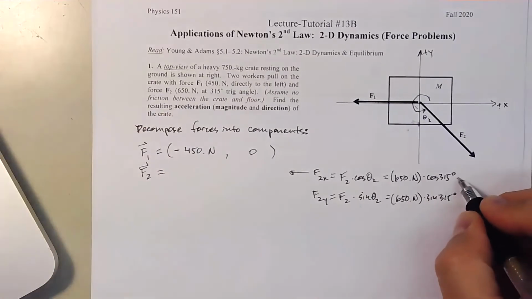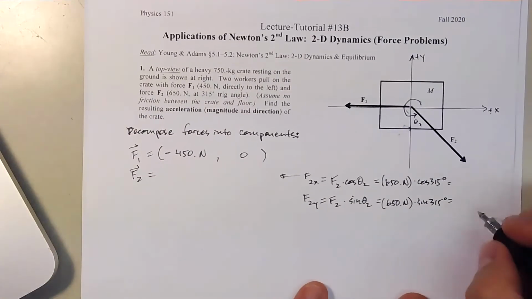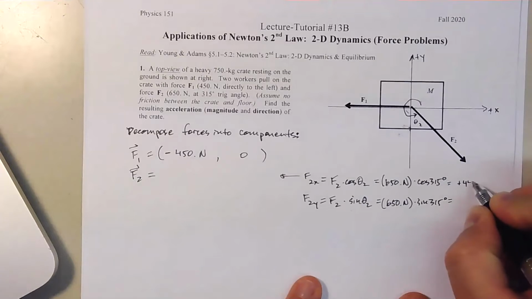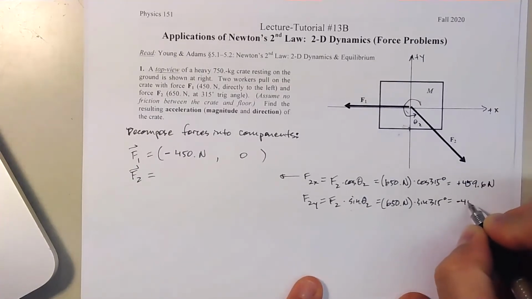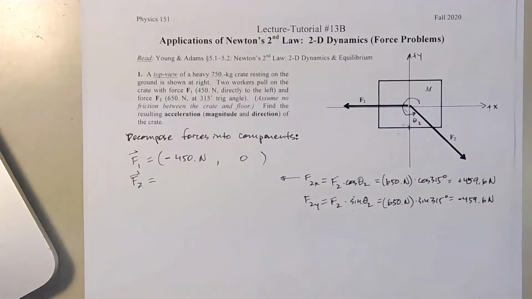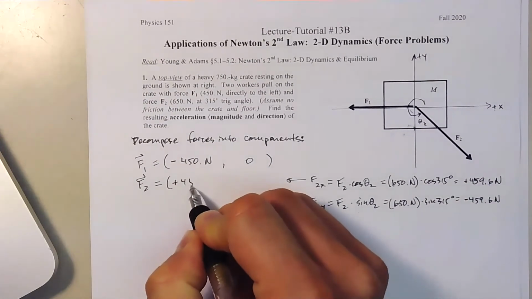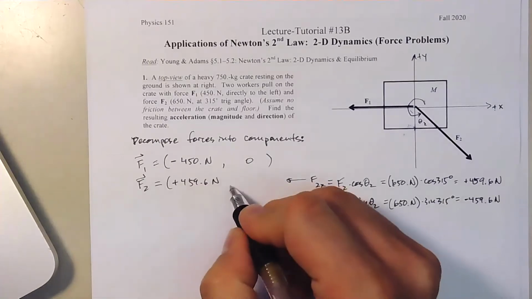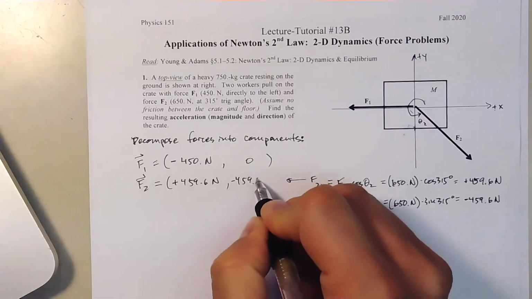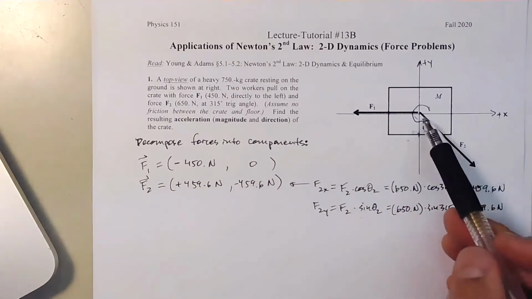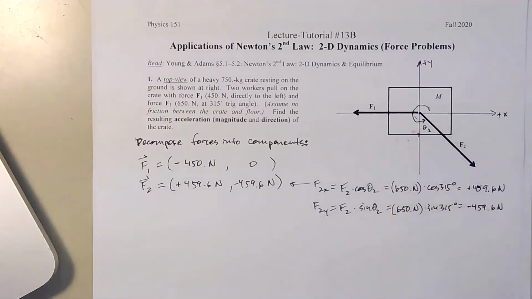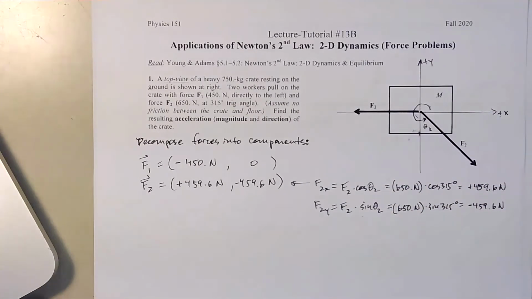And then I ask my calculator what this is. And in these two cases, this is positive 459.6 newtons and negative 459.6 newtons. Okay. All right, and that's what we would expect for something that's on one of these exact 45-degree directions, exact diagonals.